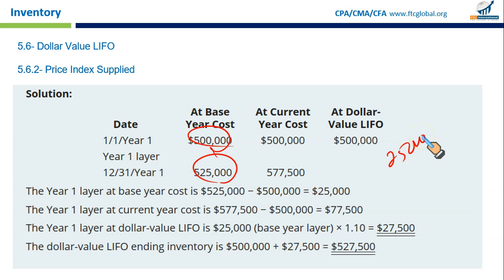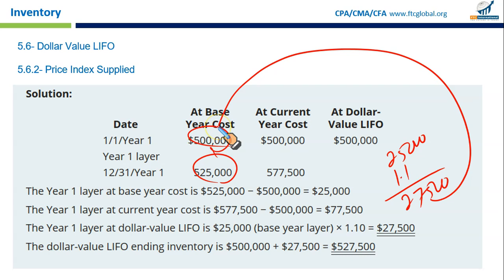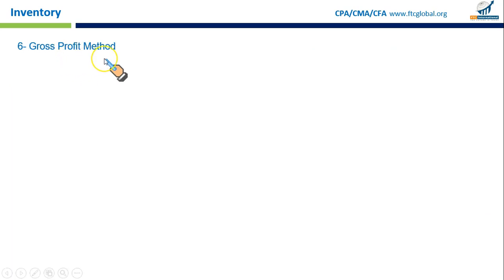Second step, calculate the current year layer using the price index. We know the price index is given, simply multiply it with 1.1. So that gives you $27,500. That's the second step. In the third step, simply add this figure to the beginning inventory base year cost, gives you $527,500. That's the answer.